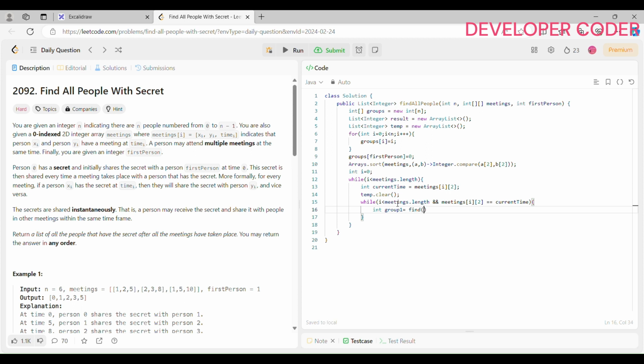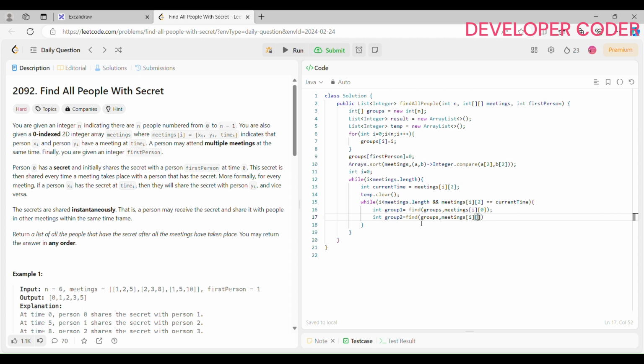In the find method I am going to pass one groups array and one index. What index am I going to pass? I am going to pass the index of my meetings, i comma 0. That is the person's index I am passing. So this is going to be my group 1 and this is going to be my group 2. Group 2 find groups array, for the particular person at the current meeting: first person, second person. So group 1 is for the first person, group 2 is for the second person.